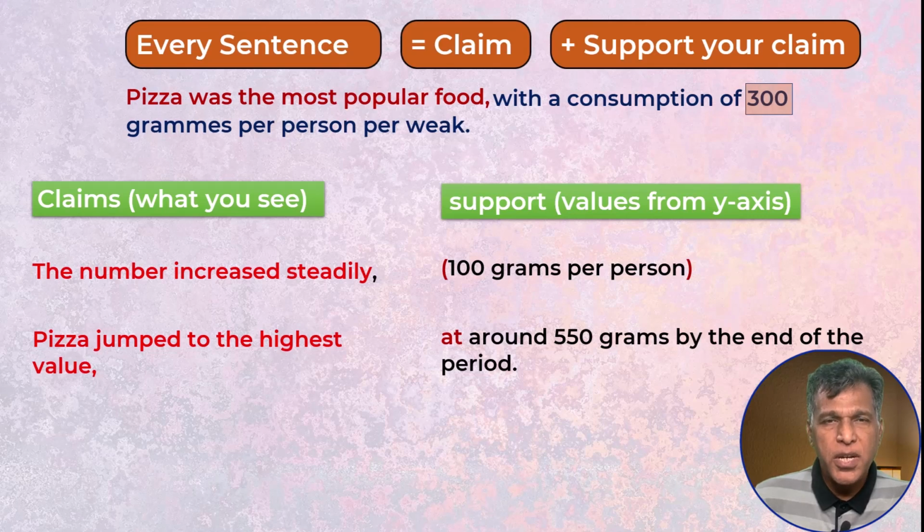There are three ways to support your claim. Start your support with the preposition with, by putting the values in brackets, and starting the support with the preposition at. Notice I use the word around. That's called an approximation. You can also say nearly or almost when the number is not exact. So remember, claim first, then support it by writing a number from the y-axis.